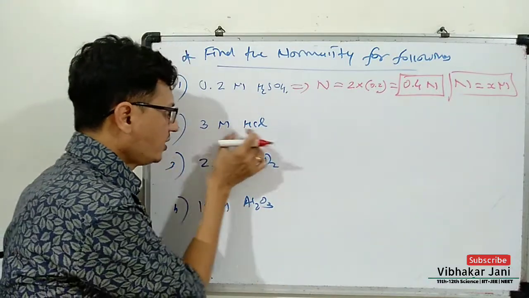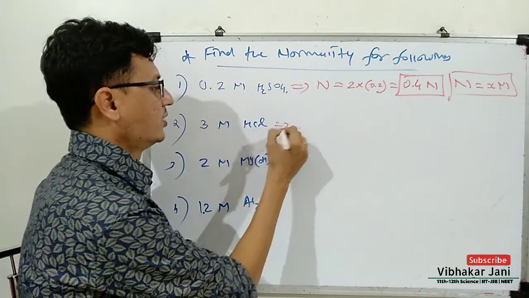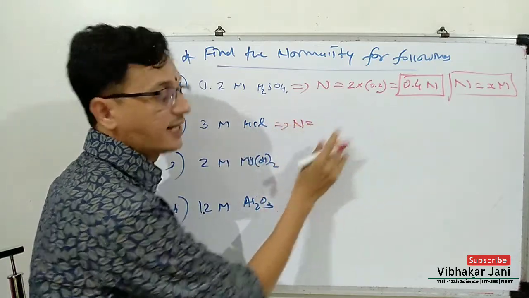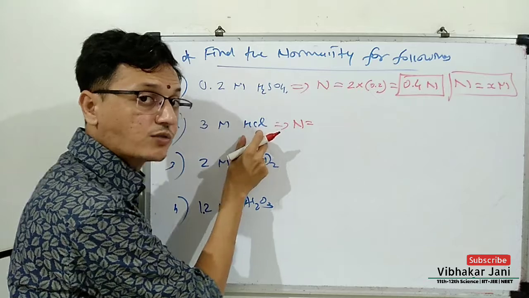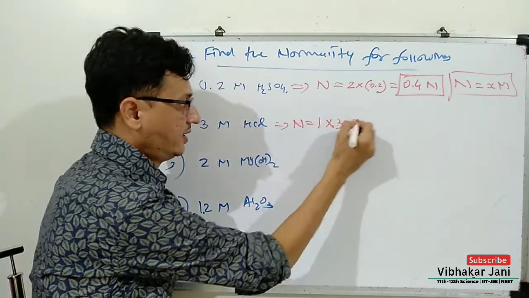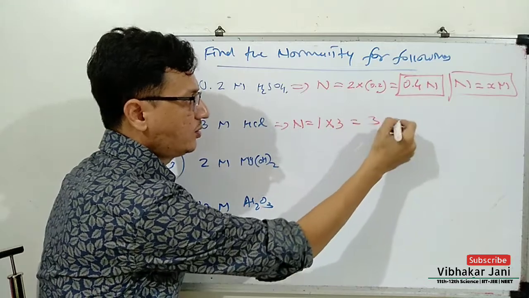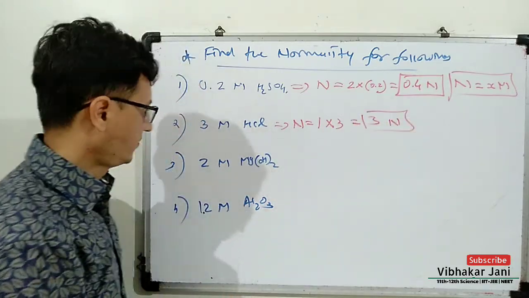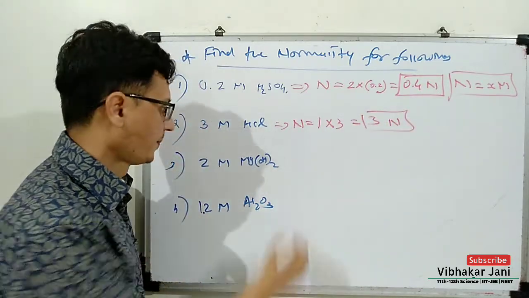Okay. 3 molar HCl solution. Now again N is equal to XM. For HCl, what will be X? It is 1 multiplied by M, which is 3. So 1 times 3 is 3 normal. So this is the normality for this HCl solution.